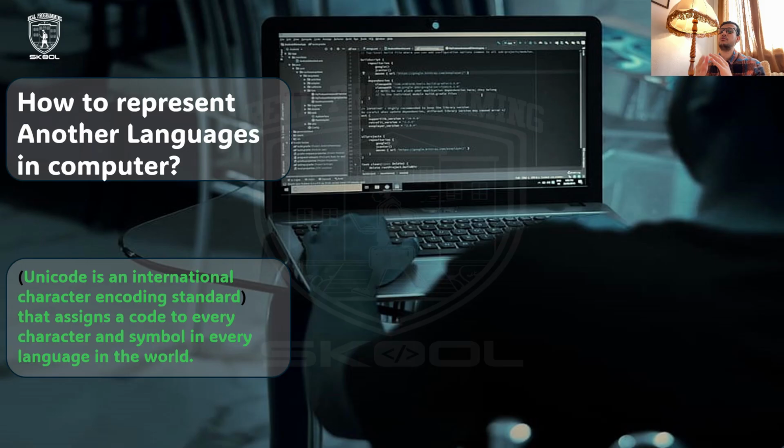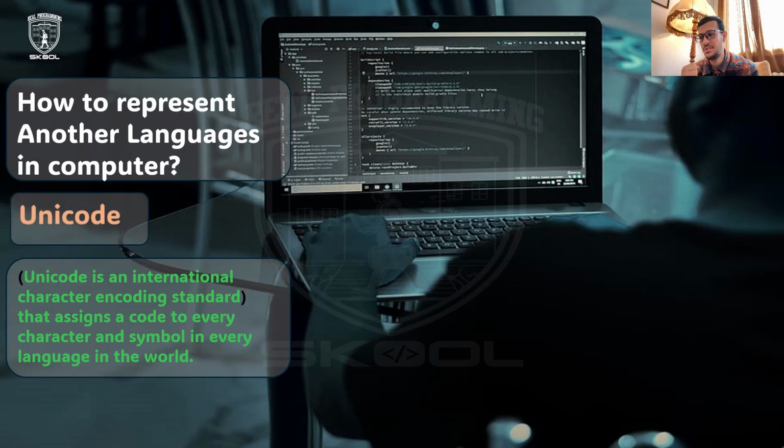All right. And how to represent other languages in the computer? We said that the ASCII table is just for one language, and the language is English. But the other languages, Indian, Arabic, Chinese, with their special characters, with everything, how can they be represented? We have something called the Unicode table, as we said. The Unicode table is an international character encoding standard that assigns a code to every character and symbol in every language in the world. All the words, the letters and the characters of all the languages in the world, with their special characters, Unicode handles it.